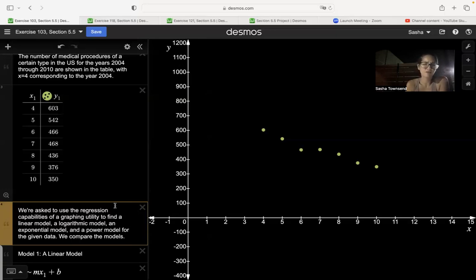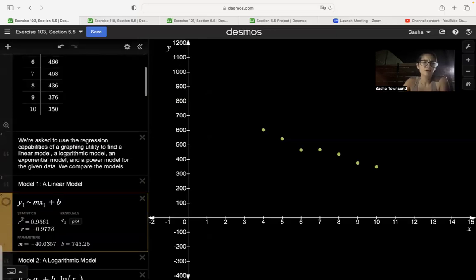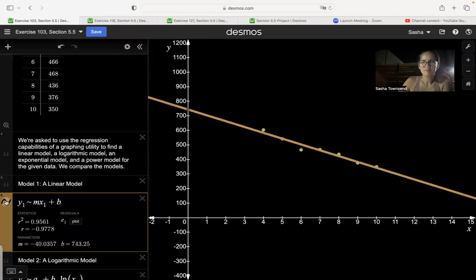So for our linear model, basically I want a y equals mx plus b. Y is the number of procedures and x is the year. So if I just associate y1 with mx plus b, m and b are determined. Our slope is -40. The y-intercept is 743.25. They might say, well, what does that 743.25 mean?